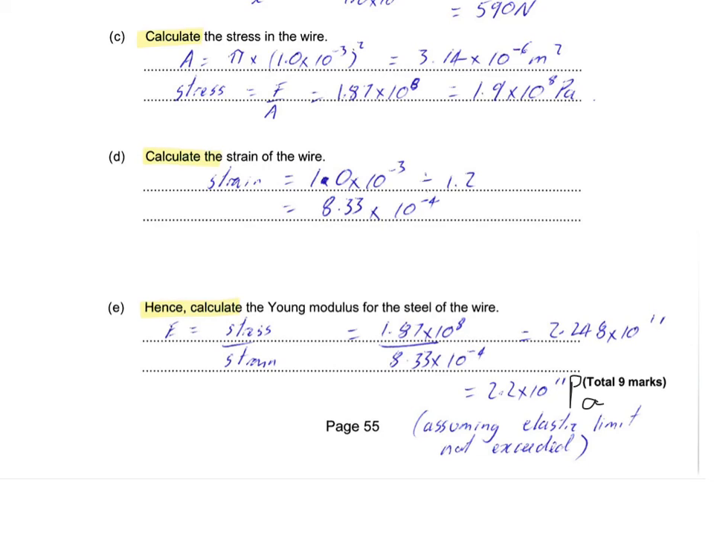Not required here, but it is worth pointing out that we've made a big assumption there that we are only on that straight line part of the graph. We're assuming that the elastic limit has not been exceeded. Otherwise, that value of stress upon strain isn't valid. Remember, the Young modulus is stress divided by strain on the straight line elastic section of the stress strain curve. So that's the Mechanics Homework Booklet question 46.